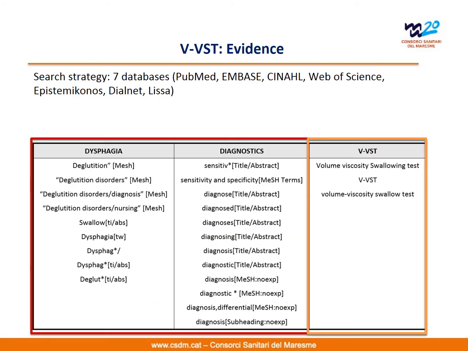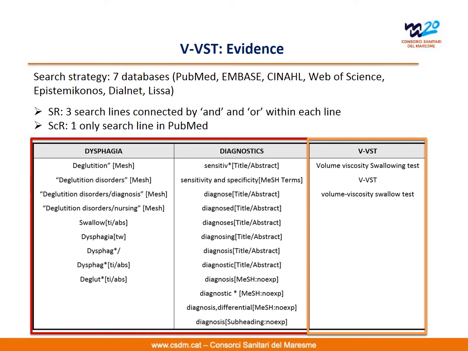We used the same search strategy in 7 different databases, following 3 different lines of search for the systematic review. One about dysphagia, another one about diagnostics, and the other one about VVST, connected between them with the Boolean AND, and the terms of each line were connected with the Boolean OR. For the scoping review, we just used the VVST line and we applied it in the PubMed database.